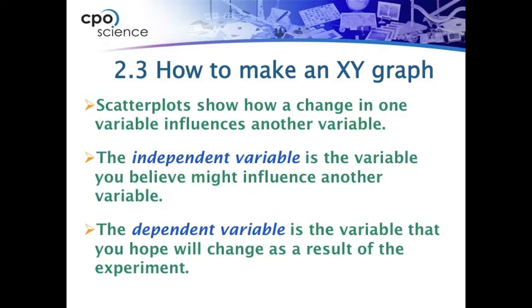The dependent variable is the variable that you hope will change as a result of the experiment. That's what you want to see change. And it's important to note that it's not always going to change. That's part of science. You're doing an experiment to try to find out what is going on with the world and how one thing may or may not affect the other.